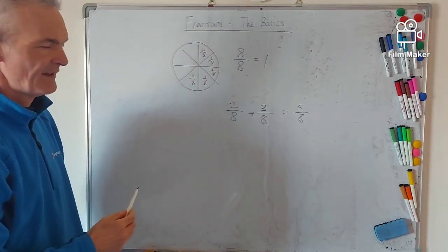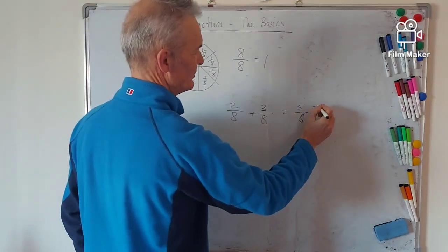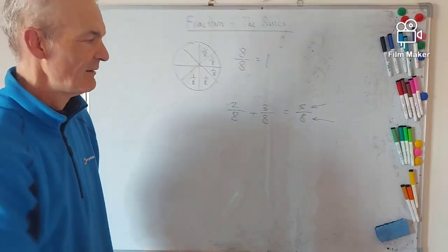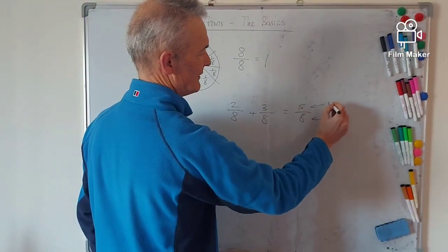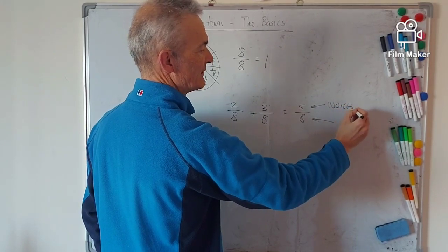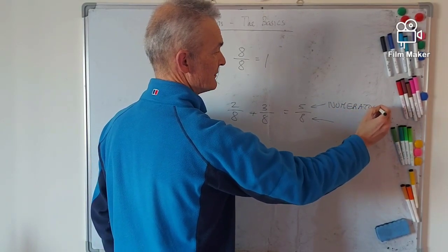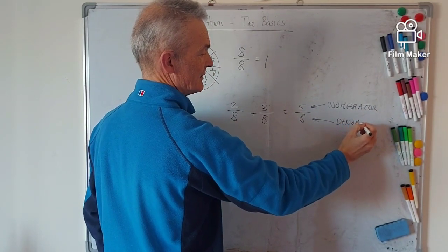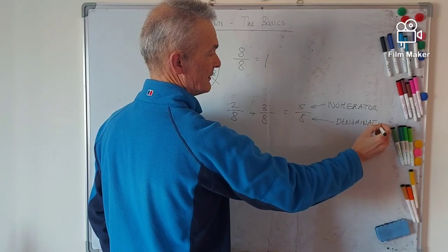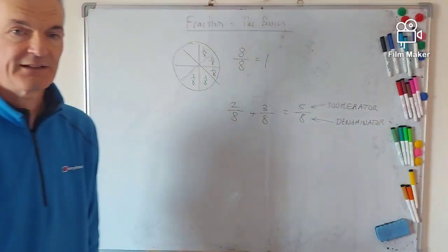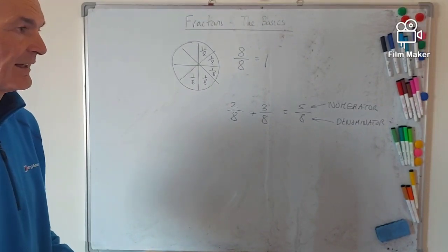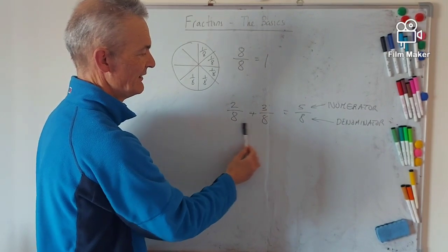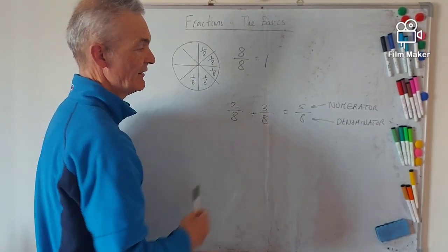Okay, so what are these bits here? What do we call this bit? What do we call that bit? They've got their own names. The bit at the top is the numerator, and the bit at the bottom is the denominator. And as I say, we can add them together like so. If the denominators are the same, we just add the numerators.